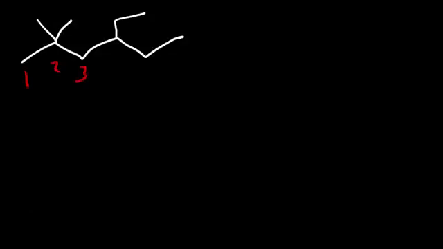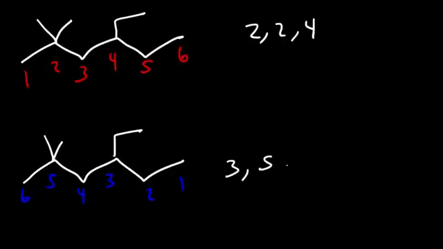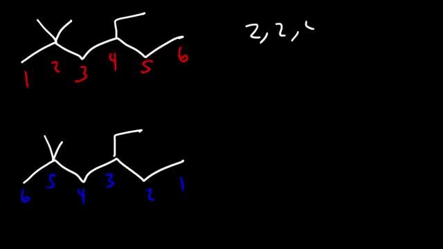So we need to number it from left to right. If we do it the other way, notice that we won't get the lower numbers. Going from left to right, we have 2 methyls on carbon 2 and an ethyl on carbon 4. From right to left, we have an ethyl on carbon 3, 2 methyls on carbon 5. So 2,2,4 is less than 3,5,5. So we want to number it from left to right.